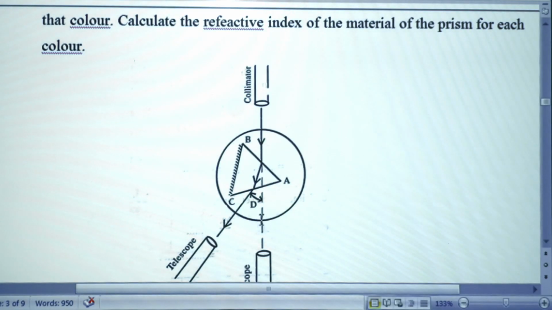color, say violet here. Then the telescope is moved and the crosswire is made to coincide with the violet line. Take the reading of vernier 1 and vernier 2.